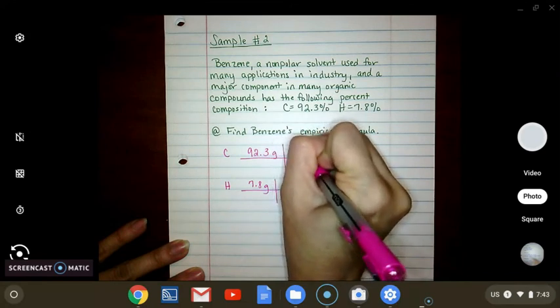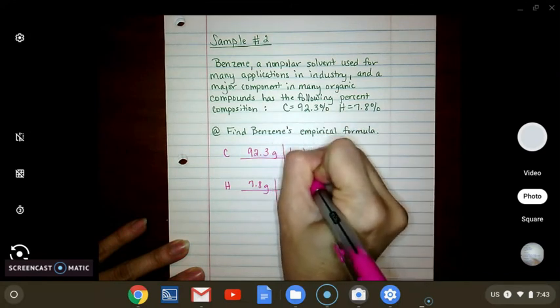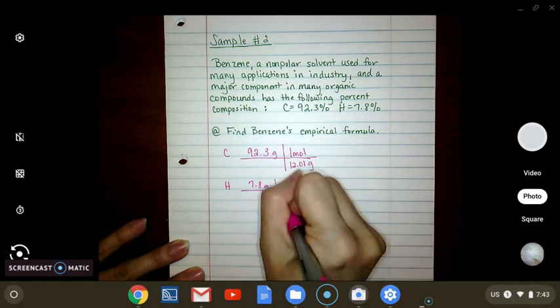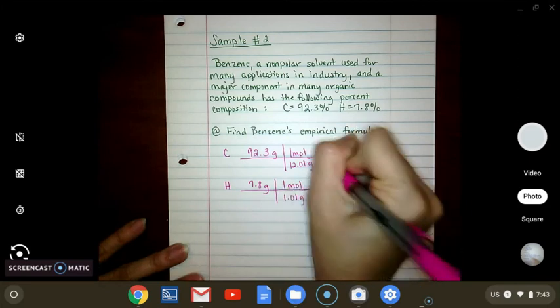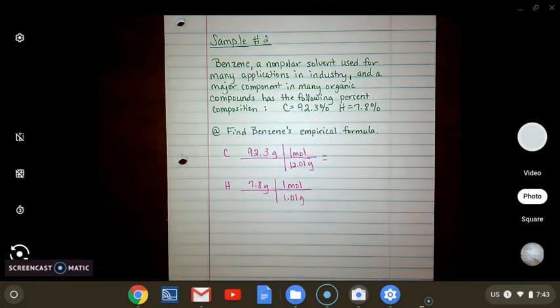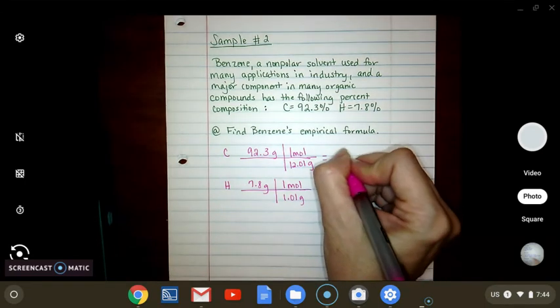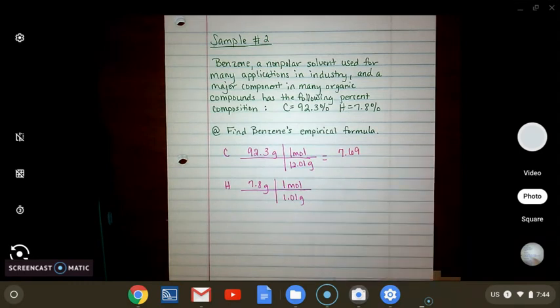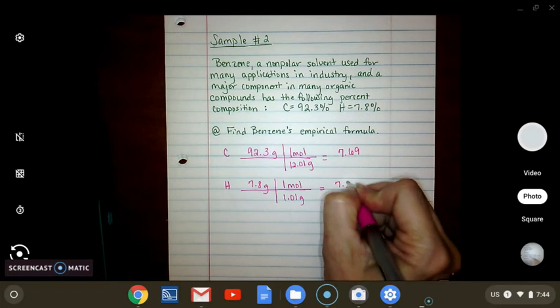You've got 1 mole, and then carbon is 12.01 grams. Again, 1 mole and 1.01 grams. Let me get my handy dandy calculator. So 92.3 divided by 12.01 is 7.69. And then 7.8 divided by 1.01 is 7.72.